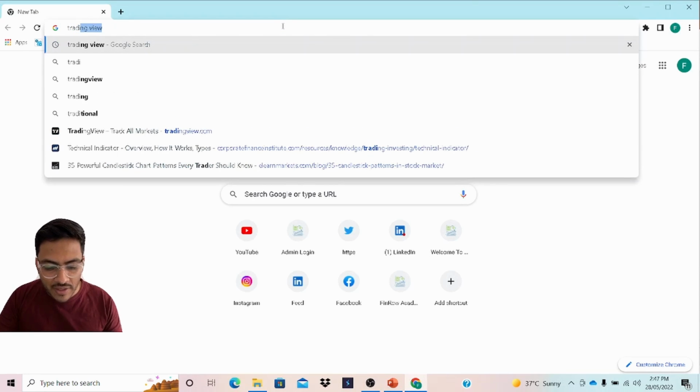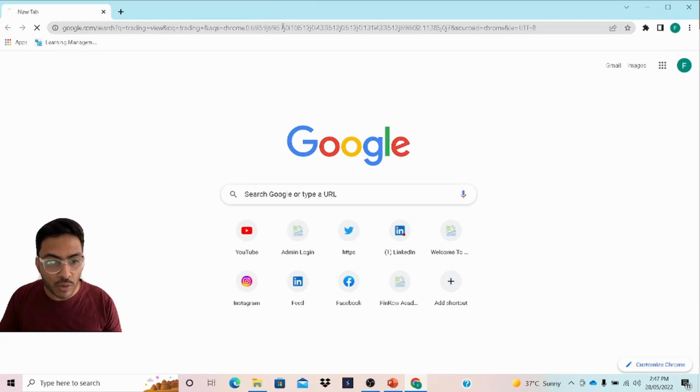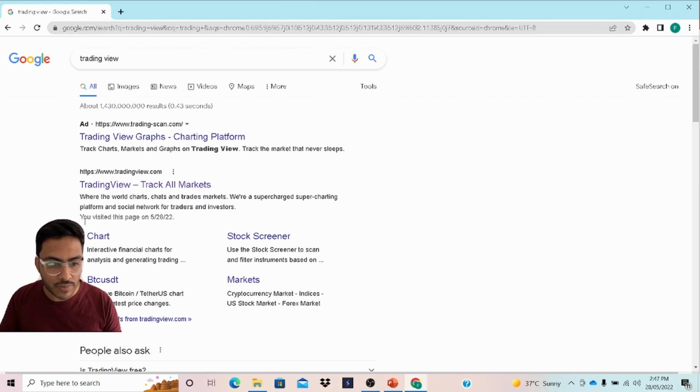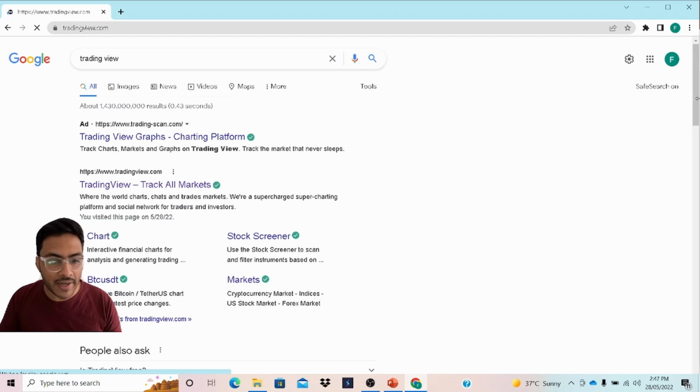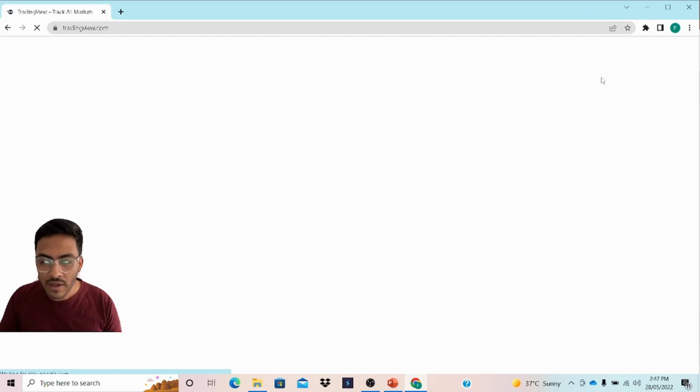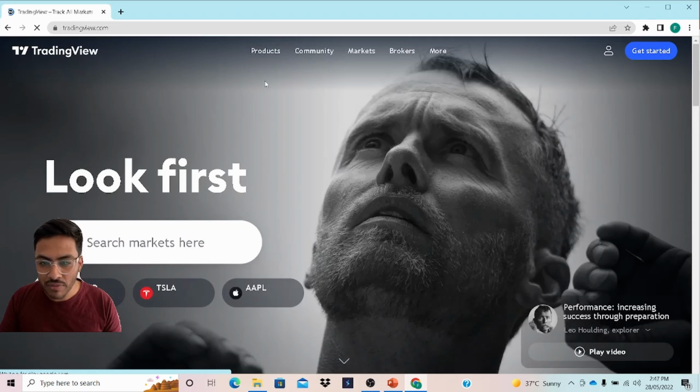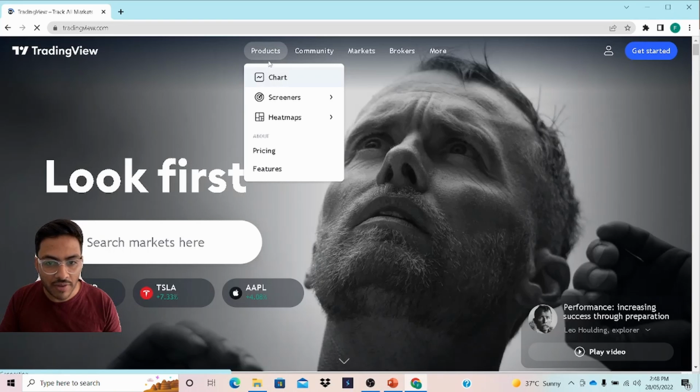So friends, as we discussed in one of our previous videos, you can use TradingView for charting. It's a very user friendly charting tool, and it is available for free. You can use a lot of features for free using TradingView. And in case you need premium services, you can also subscribe to a paid product.